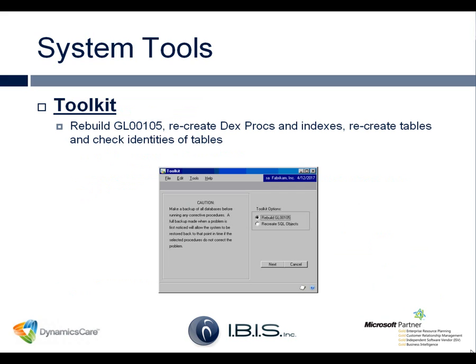Okay, the next system tool is called Toolkit. This one, not commonly used, I believe, in the past. Scripts have been run against databases to execute some of these things. A tool was built. So what this one does, it'll rebuild your GL00105 table, which is your account index master table. Also recreate dex procs, Dexterity stored procedures, and indexes. It will recreate tables and check identities of tables.